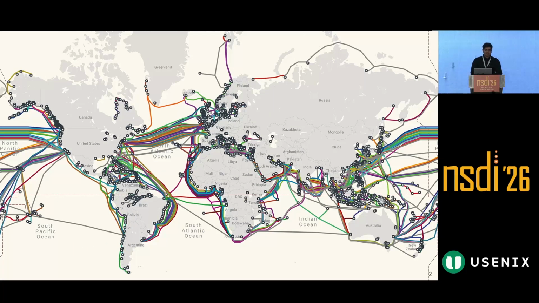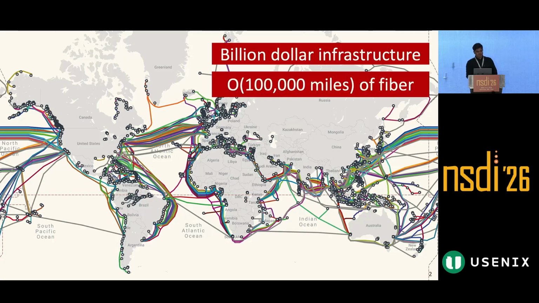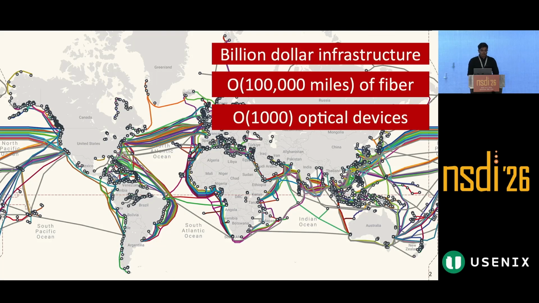Optical WANs are the physical backbone of internet and cloud infrastructure. These are massive and expensive. They are a billion-dollar infrastructure. They comprise hundreds of thousands of miles of fiber with thousands of optical devices. And all these optical devices interact differently and shape the optical power throughout the network.